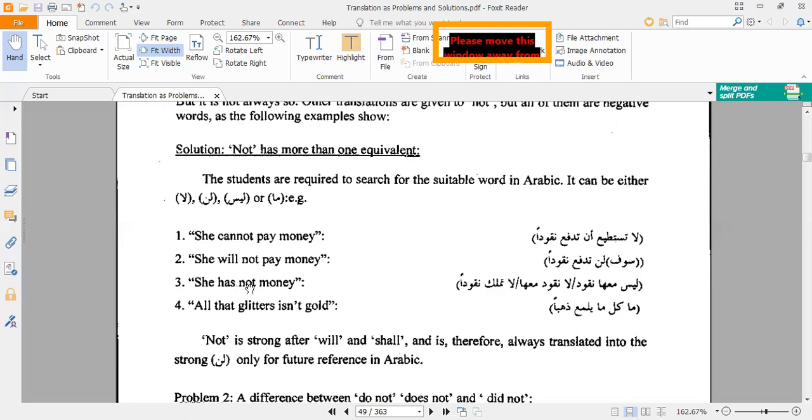Okay, she has not money. ليس معها نقودا أو لا نقود معها أو لا تمتلك نقودا. So in the third sentence not is rendered as ليس. All that glitters isn't gold. ما كل ما يلمع ذهبا. Not is rendered as ما. So not has four equivalent negations in Arabic, which are ما, ليس, لن, لا.